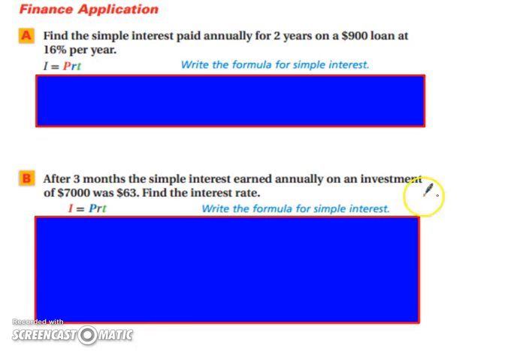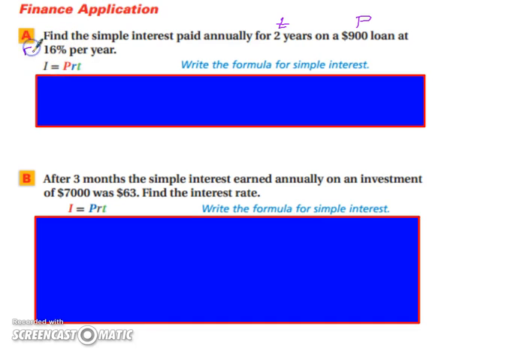All right, let's practice. Find the simple interest paid annually for 2 years on a $900 loan at 16% per year. Okay, so you have your simple interest formula. I equals P times R times T. PERT. I equals PERT. Okay, so simple interest paid annually for 2 years. So your 2, that's your T, on a $900 loan. Okay, so that's what you're borrowing. What you're borrowing or investing is your P.